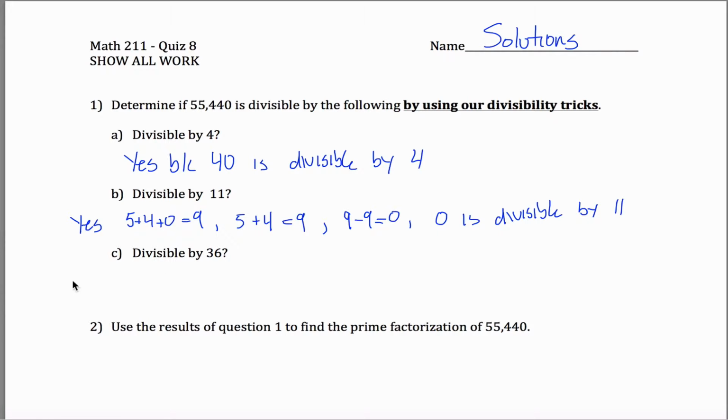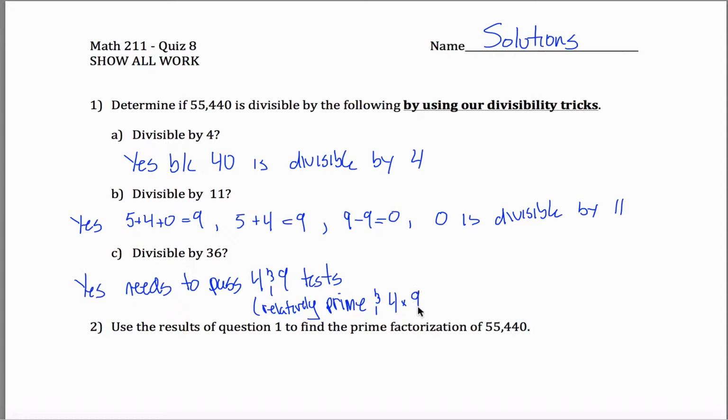What about divisible by 36? It'll turn out that that answer is yes as well. The reason is that it needs to pass the 4 and the 9 tests. Note that those numbers are relatively prime. It's important. So I need two tests where the product of those numbers is equal to 36, and those numbers are relatively prime. So I couldn't check the 6 test twice, or the 2 and, I don't know, 18 or something. But I could test the 4 and the 9 test.